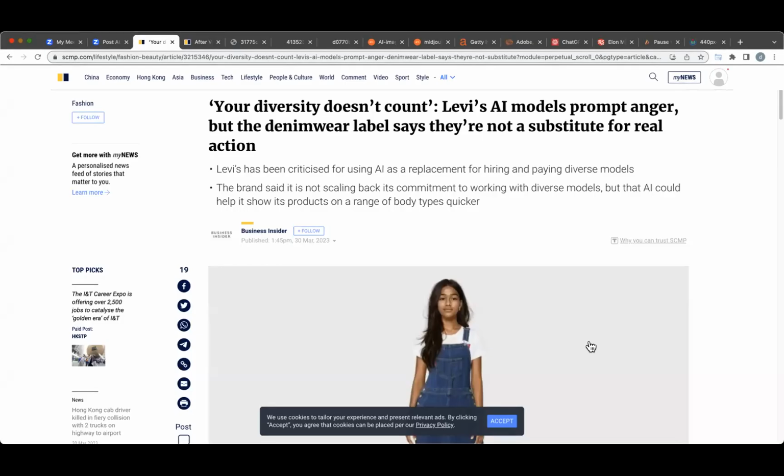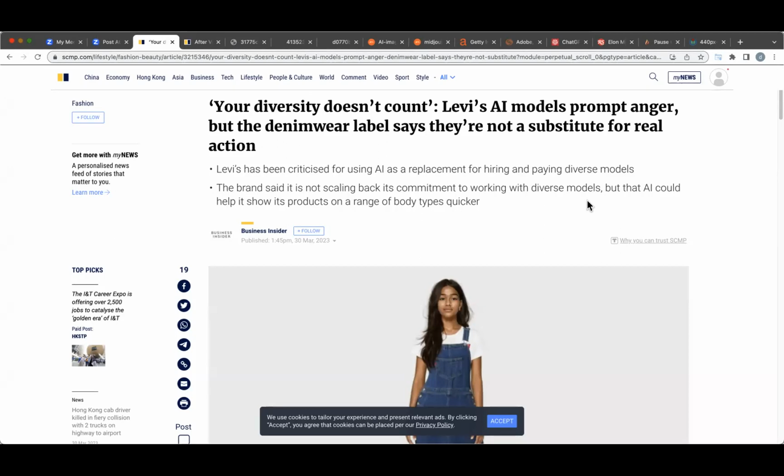Going between all these different screens. Okay, do you have an article there called Your Diversity Doesn't Count? Yes, you're seeing an article? Okay. All right.